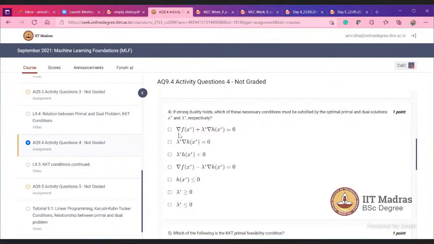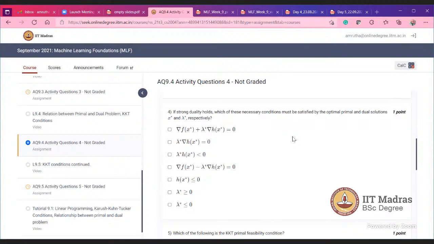Your del f of x star plus lambda star del h of x star is equal to 0. And for the second option, it should have been lambda star into h of x star, not del, right? Del comes only in the first condition, the stationarity condition, where we take the gradient. This is for your second condition.